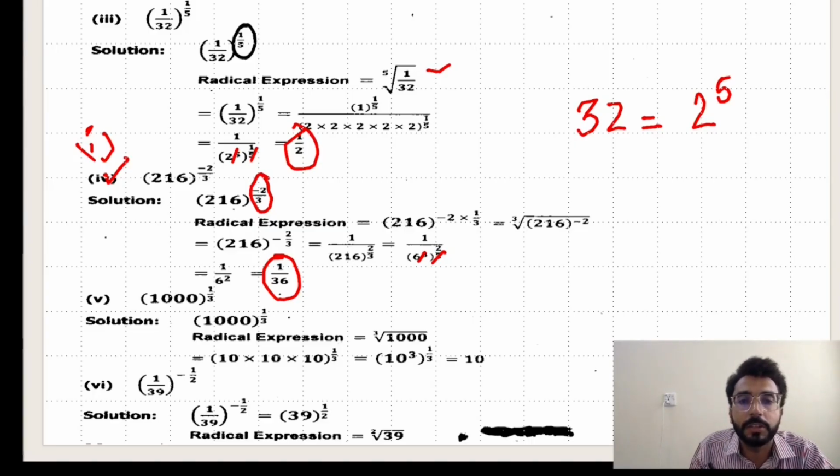Simple question. 1000 to the power 1 by 3, the exponent is 1 by 3. You can write it in radical form, that's the cube root of 1000. As you know, 1000 can be written as 10 cubed. By cancelling, we get the answer simply. We get the answer 10.